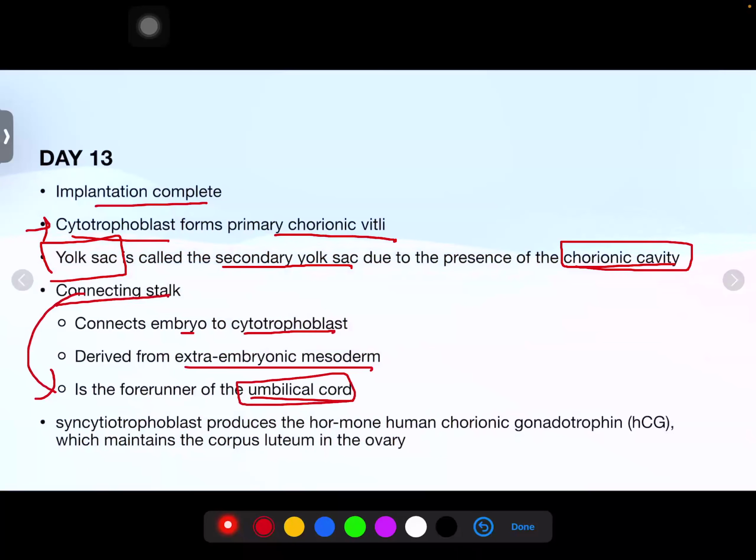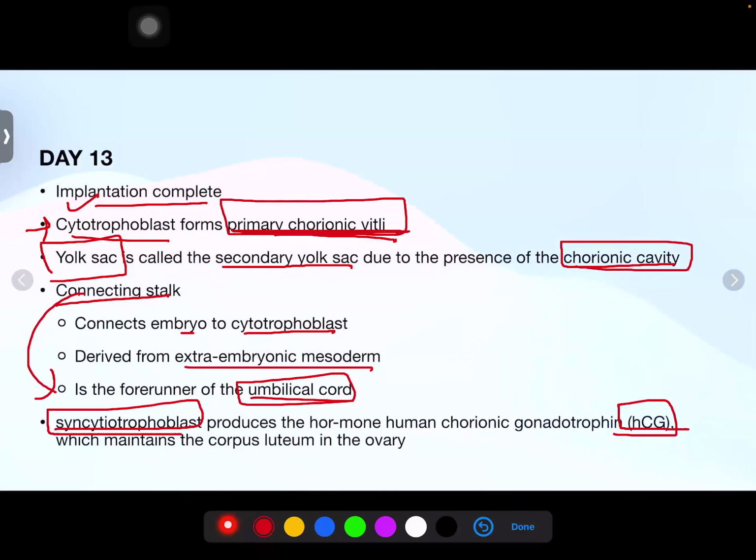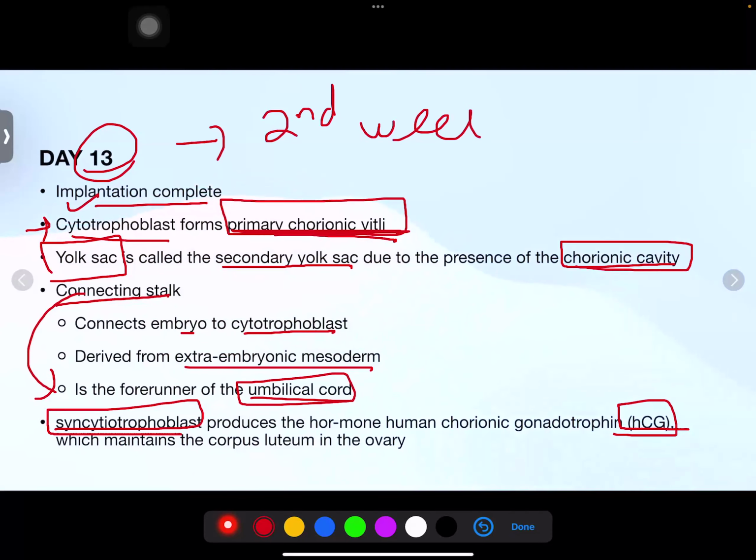Now, the cytotrophoblast basically forms these villi. You must have known this. And the syncytiotrophoblast will be producing the HCG. So you can say at day 13 or at the end of the second week. See, the second week is completing now.